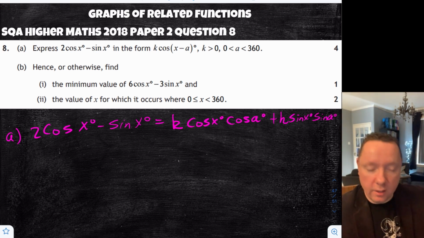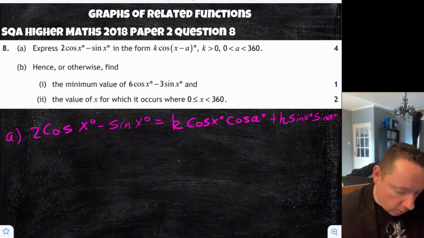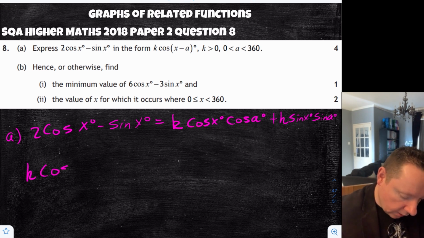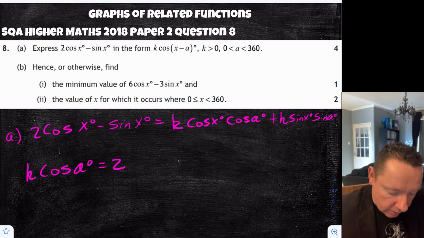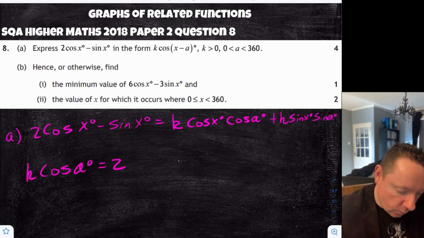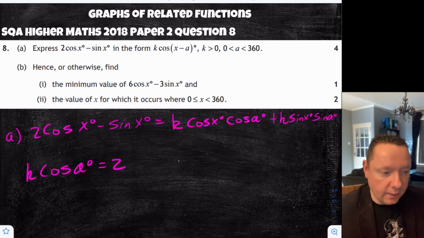And then we equate our left-hand side and our right-hand side. So looking at the cos x first, the number in front of cos x on the left is 2. What's in front of cos x over here is k cos A. So we can say that k cos A must equal 2. Doing the same with the sin x, in front of sin x on this side is minus 1, and in front of sin x on this side is k sin A. So we can say k sin A equals minus 1.